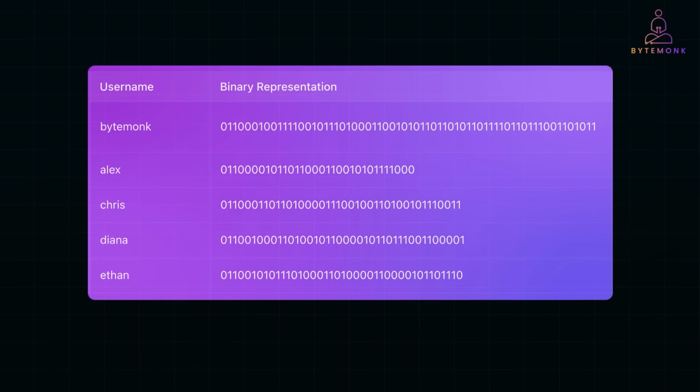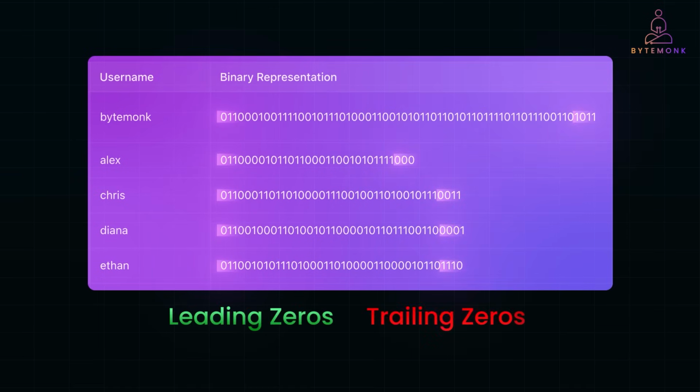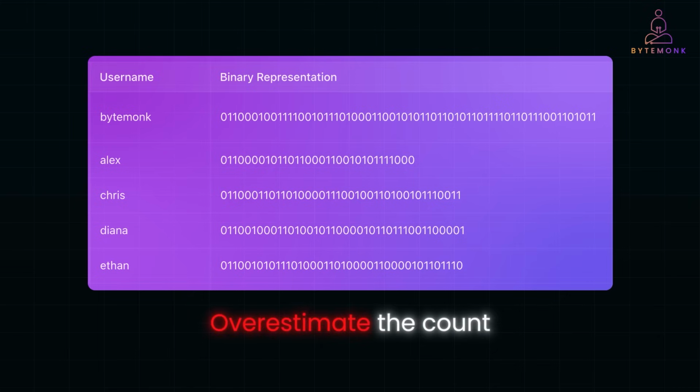Now we could have also used leading zeros instead of trailing zeros. But trailing zeros are preferred in many cases because they are more uniformly distributed when using hash functions, making them more reliable for probabilistic counting. Regardless, this method still has high variance. If just one entry has an unusually long run of zeros, it can overestimate the count. So let's refine our approach to improve accuracy even further.